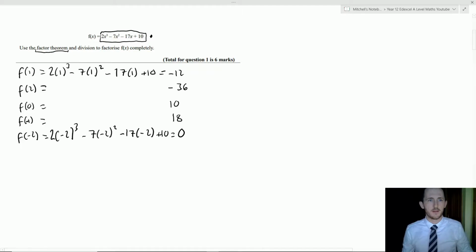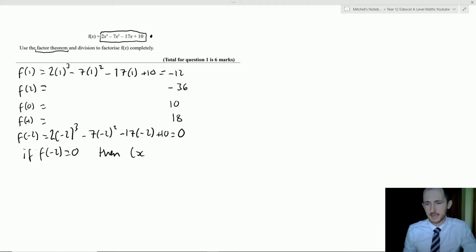Okay? So, now, what does this mean from the factor theorem? If f of minus 2 equals 0, then x plus 2 is a factor of our expression f of x, this thing up here.